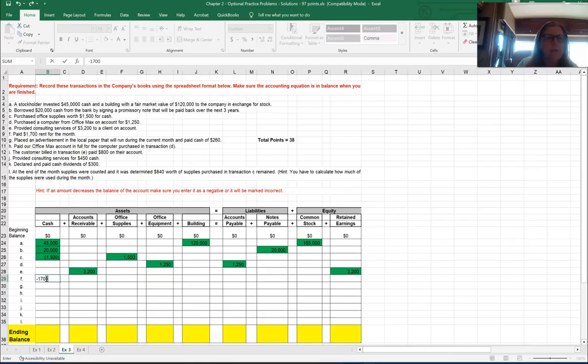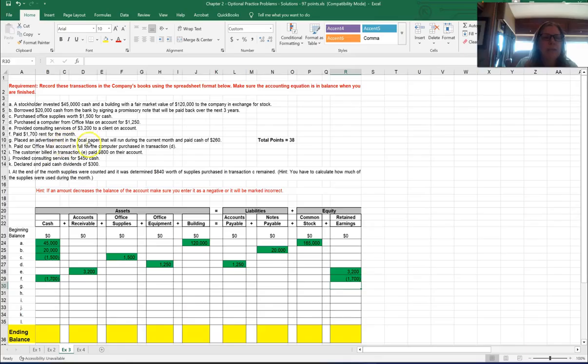So that's $1,700 minus to our cash. And it's an expense for this month. So our expenses are going to be recorded in retained earnings as a negative amount. So our assets are going down and our equity is going down. Remember that accounting equation has to stay in balance.